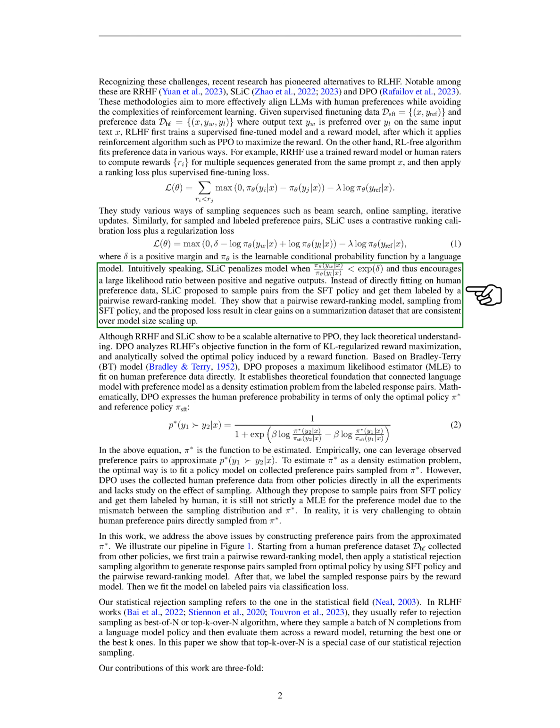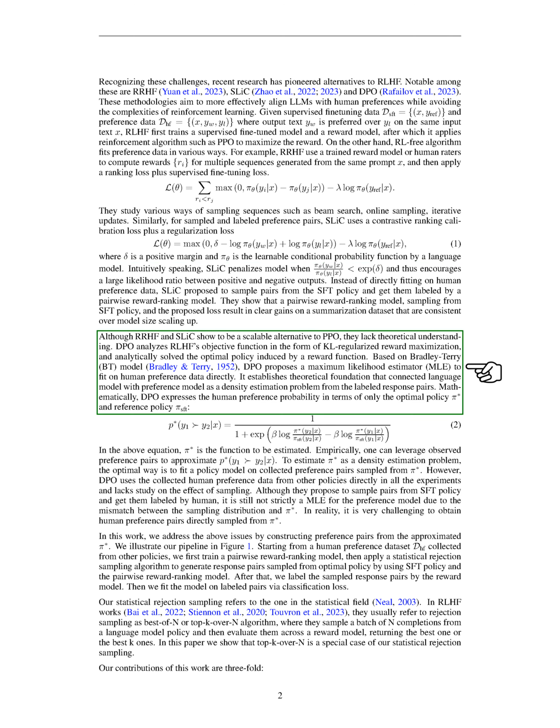Instead of directly using human preference data, SLIC proposes to sample pairs from the SFT policy and get them labeled by a pairwise reward ranking model. They show that this approach results in clear gains on a summarization dataset that are consistent over model size scaling up. While RRHF and SLIC offer scalable alternatives to PPO, they lack theoretical understanding.